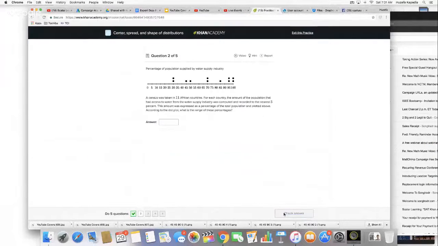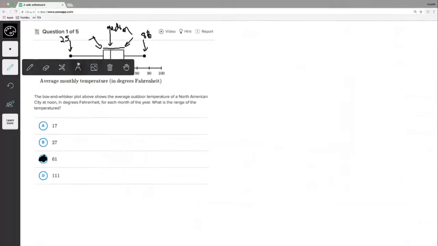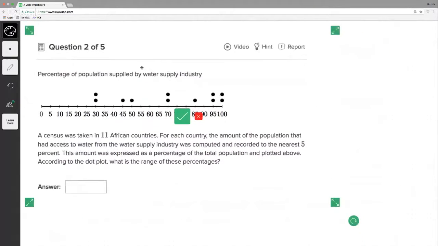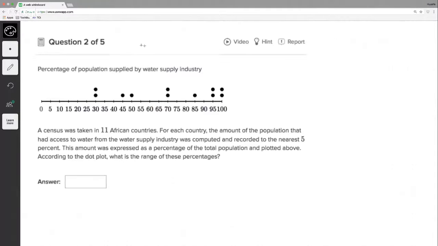We got it. Let's go on to question number 2. Let's get rid of this. And we have printed much bigger this time, which is better, clear.